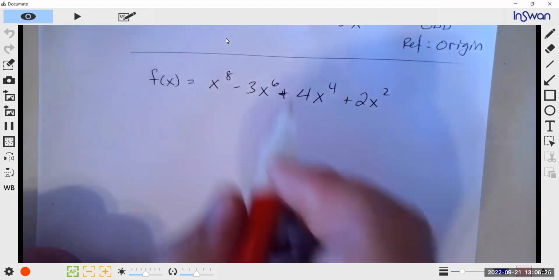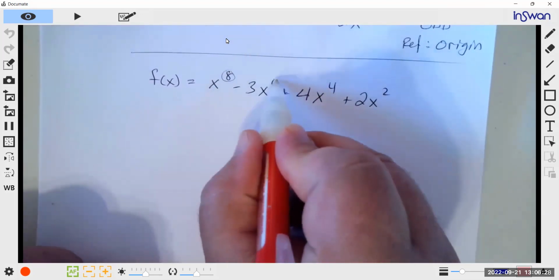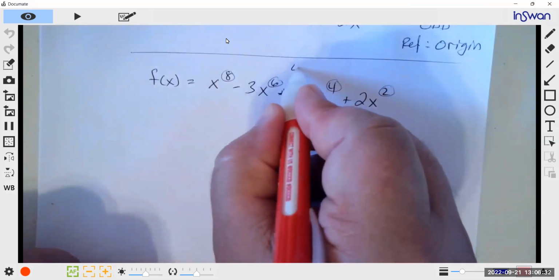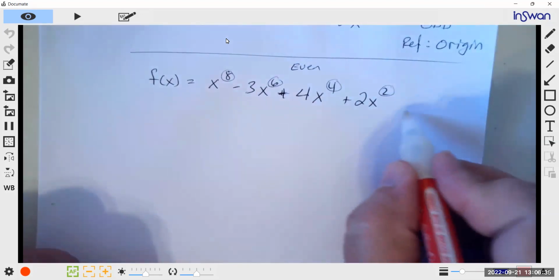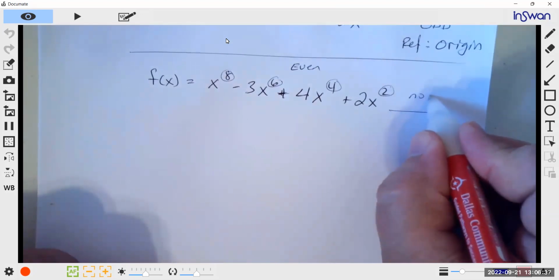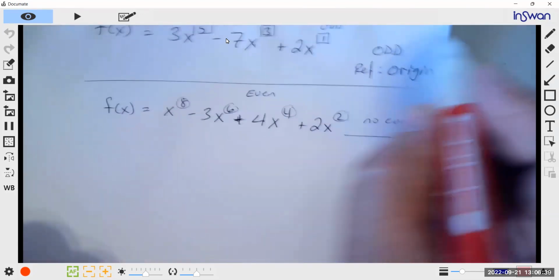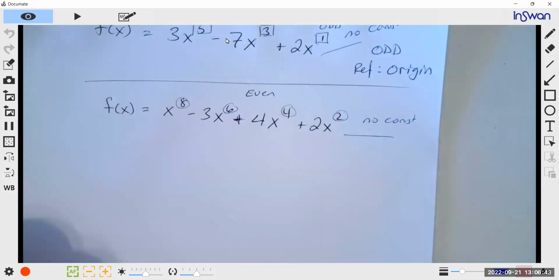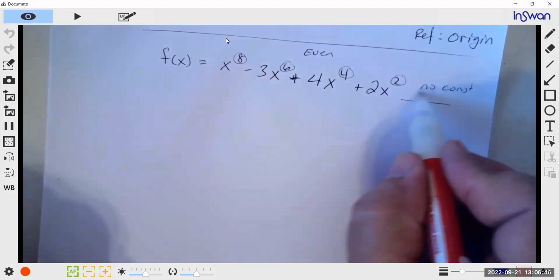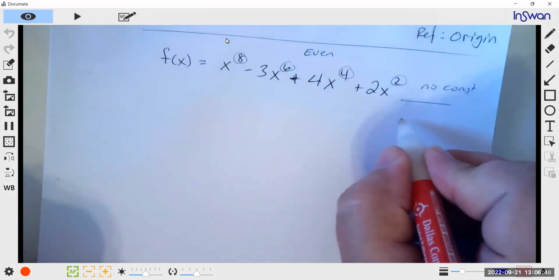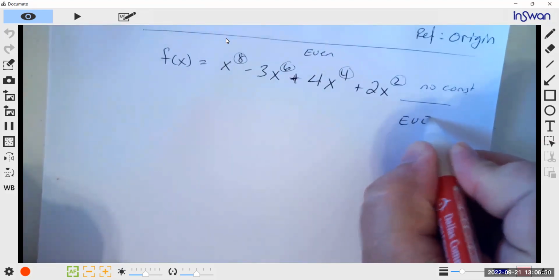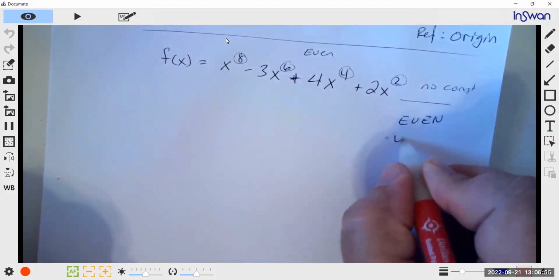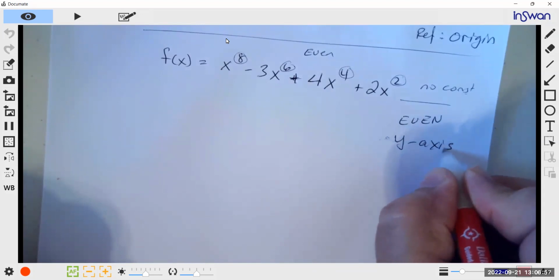How about this one? All of the exponents, all the x's you have, are even exponents, and there's no constant. Likewise, up here, there's no constant. There's no constant, and they're all even. We know this is an even function. It's reflexive about the y-axis.